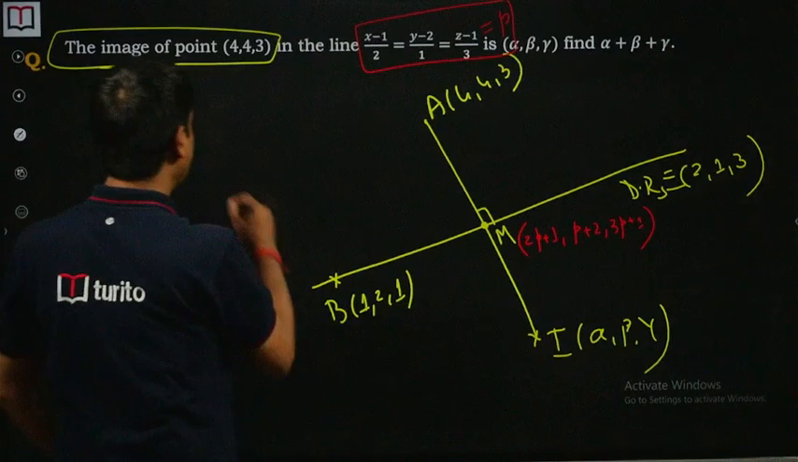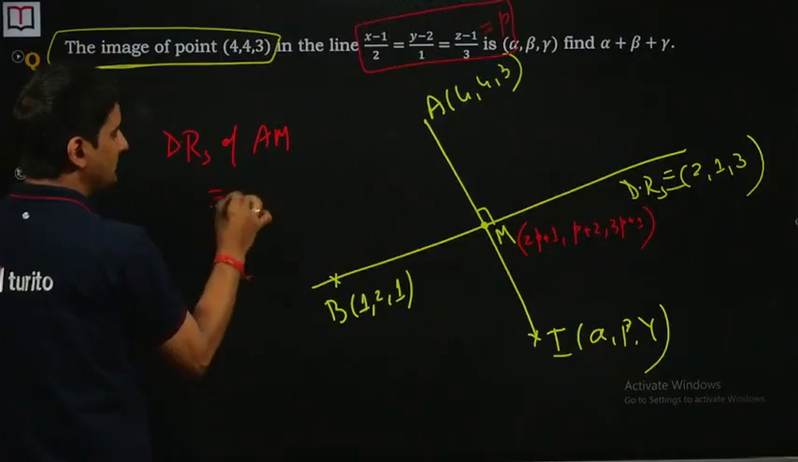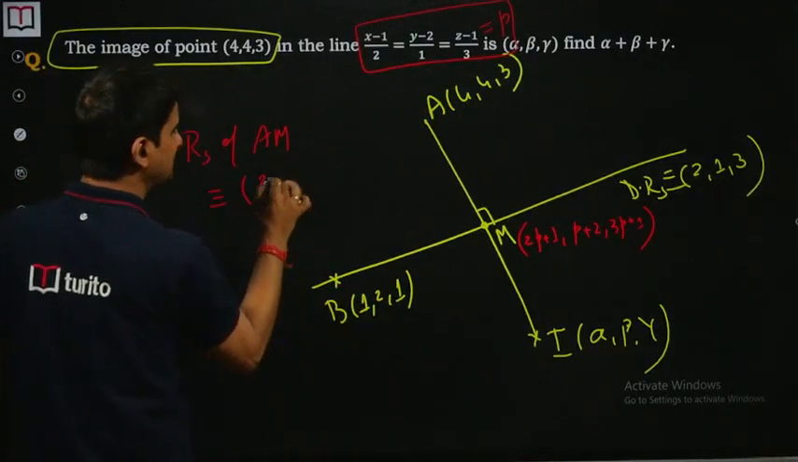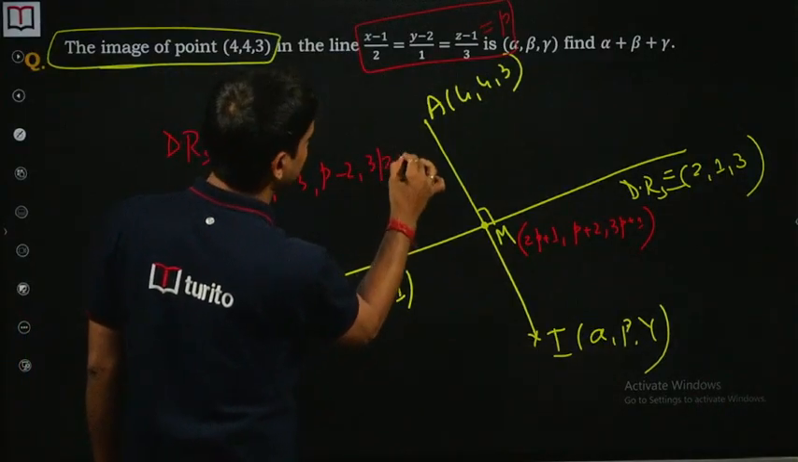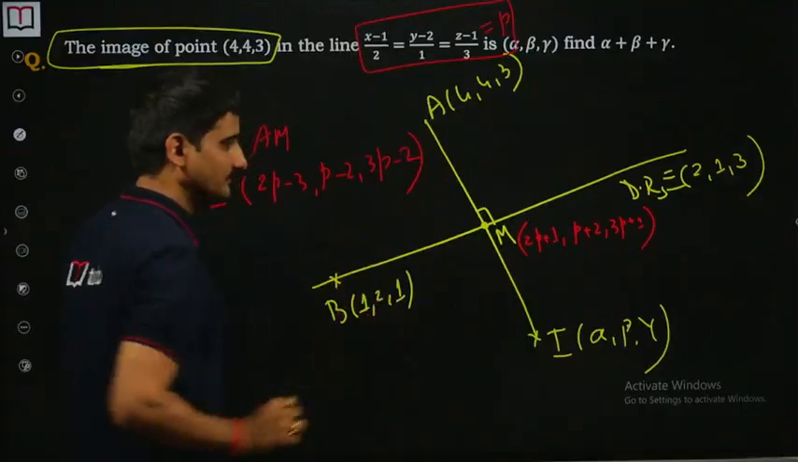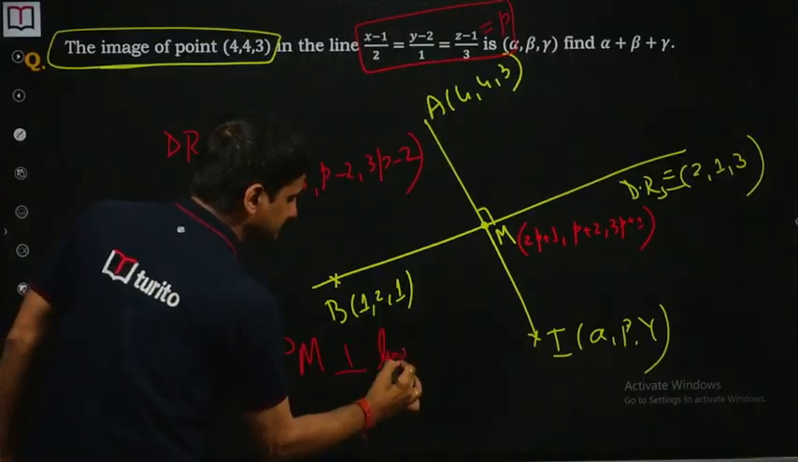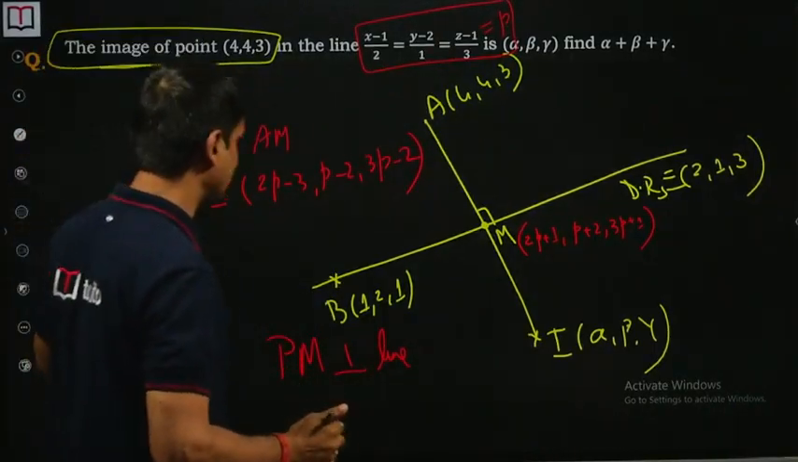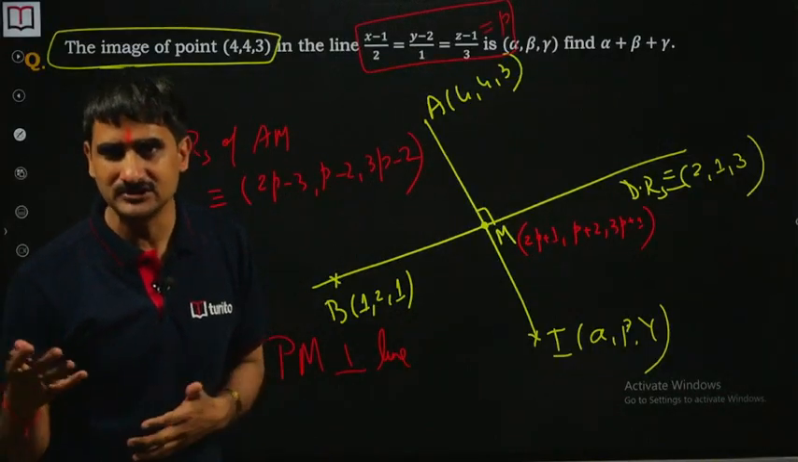Now AM. Can we write the DRs of AM? Of course we can. We know it's x2 minus x1, so it's 2p minus 3, y2 minus y1, p minus 2, and 3p minus 2 here. Isn't that so? Now what? So we know that AM is perpendicular to the line. Now two lines are perpendicular, what does that mean? The product of DRs, a1 a2 plus b1 b2 plus c1 c2, is 0.